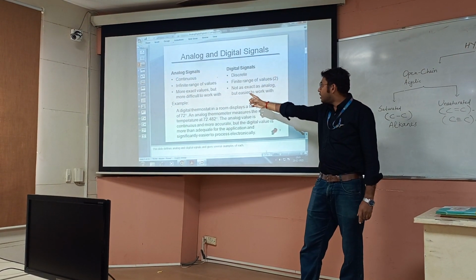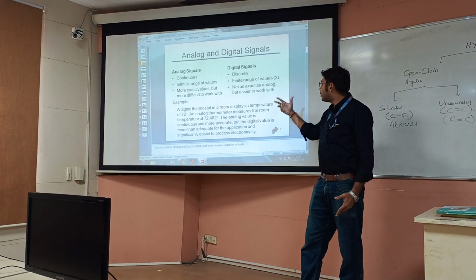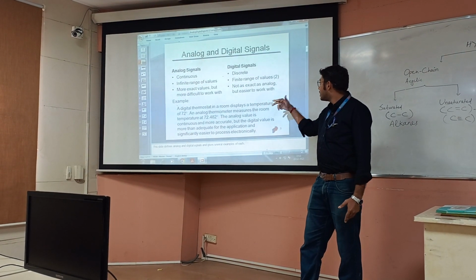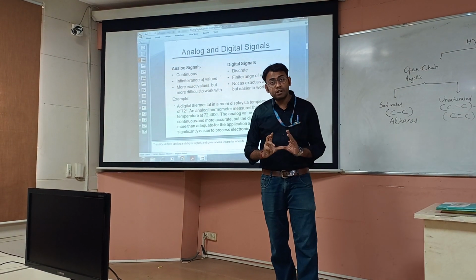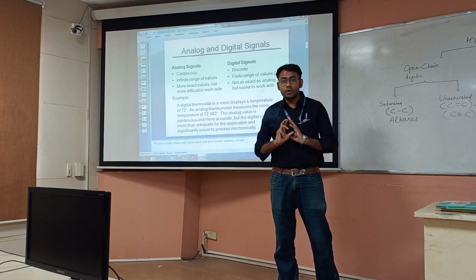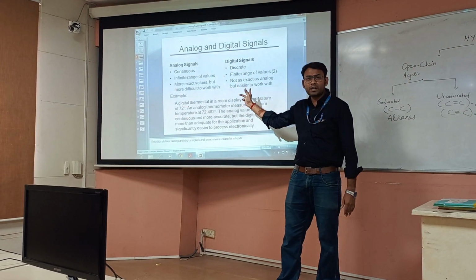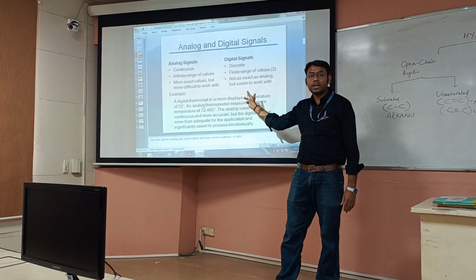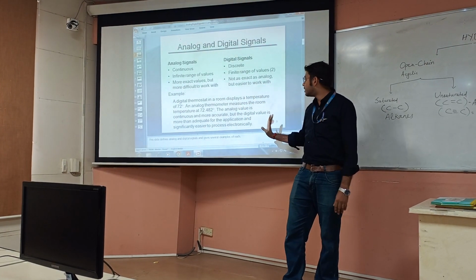Analog signals provide more exact values but are more difficult to deal with. On the other hand, digital signals are not as exact as analog signals, but since they are in digital form, with fixed finite limits of values, they are quite easy to deal with. So these are a few advantages of digital signals over analog signals, or we can say disadvantages of digital signals over analog signals.